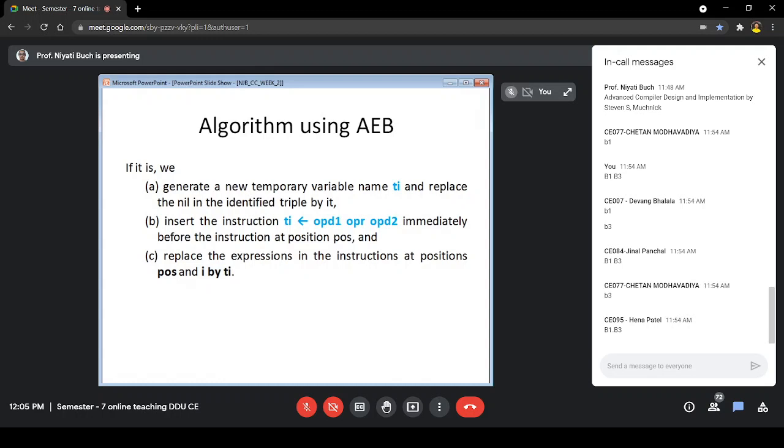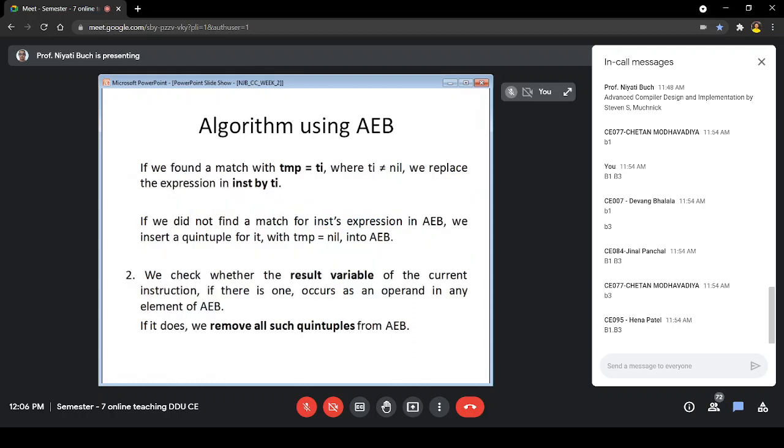Then replace the expression in the instruction at position POS, the old one. We have already added an instruction, so whatever was there at the previous place, you will replace the expression with Ti. We will replace it with the temporary. I hope this idea is very clear. The algorithm is clear to you, right? Because this is what we are going to use in our example.